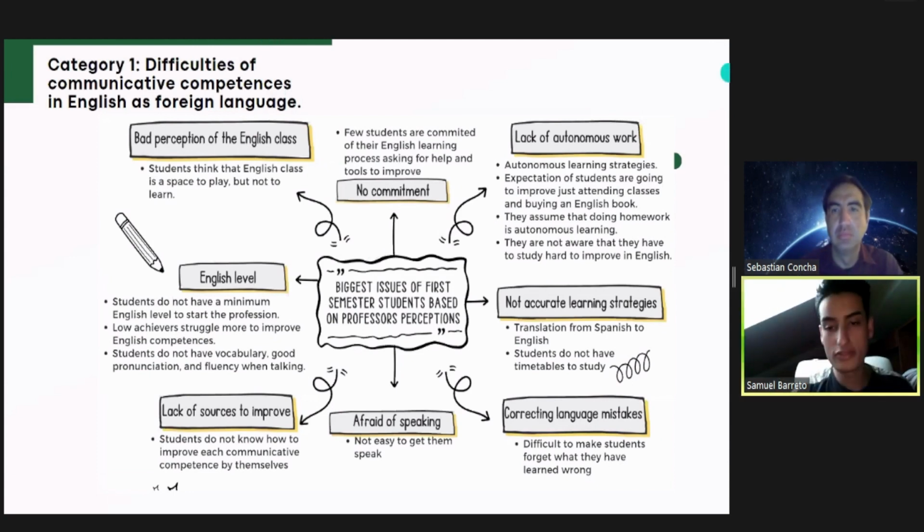As I said before, students do not implement accurate learning strategies. They use translation from Spanish to English, and they don't have timetables to study in an autonomous way, let's say.